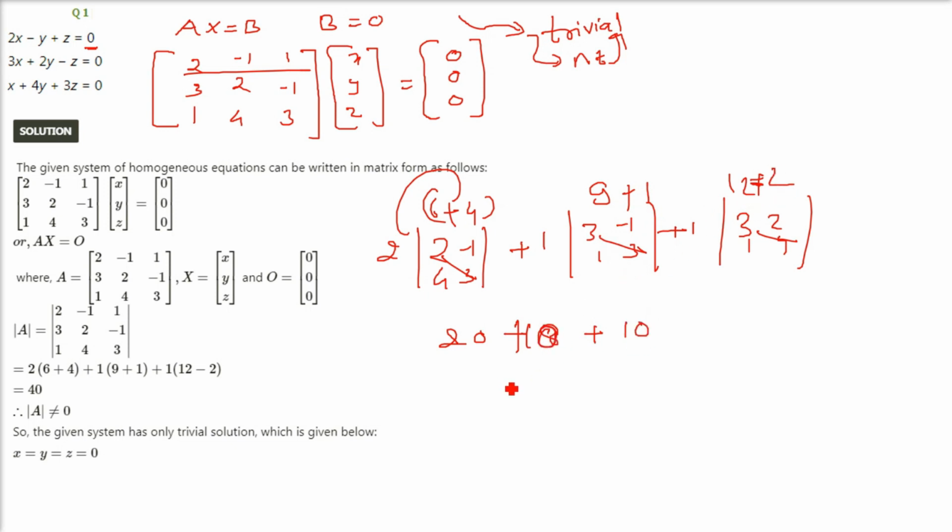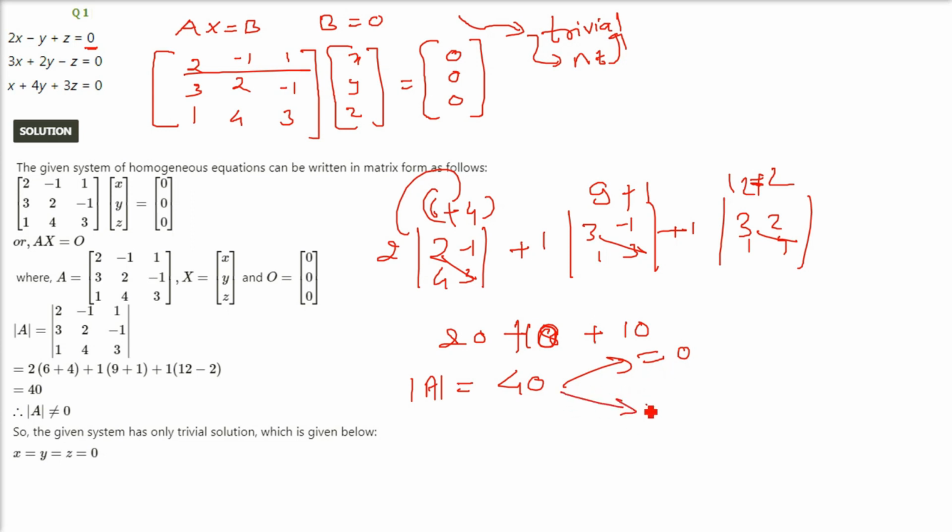So the determinant of this matrix has come to a non-zero value, that is, it is not equal to 0. So when it is not equal to 0, we say it has a trivial solution.